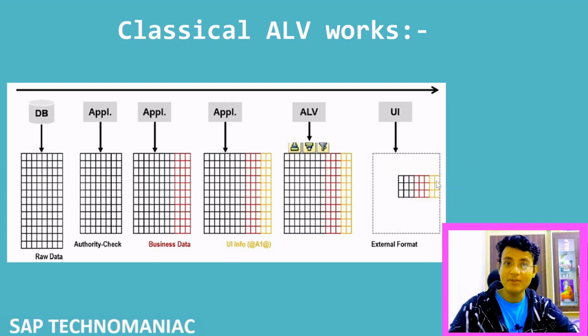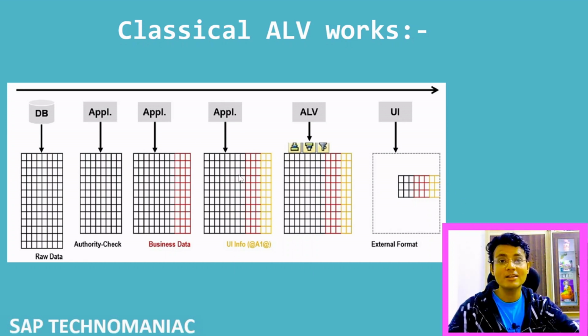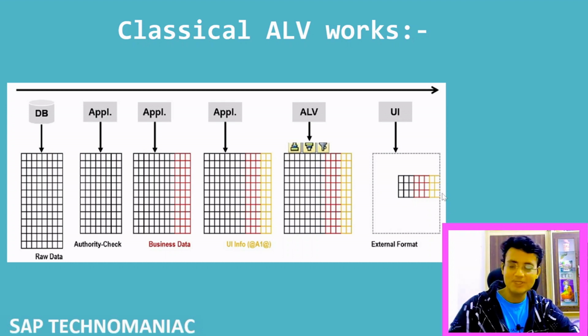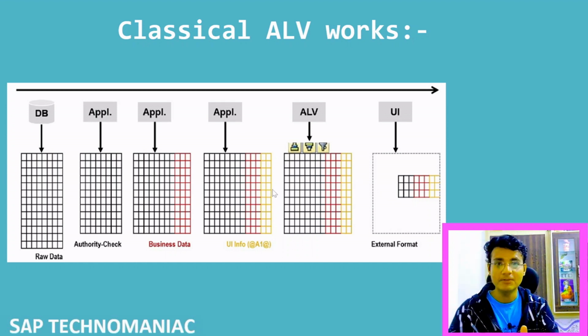How much we want to display at a time, we have to decide at the application server. We have to apply the authority object, add the calculated column, and add the UI elements. All these things we do at the application server, and finally we display only this much data. When we do sorting, page down, paging and so on, further data will come from the application server itself instead of the database server. So this is how the classical ALV works.